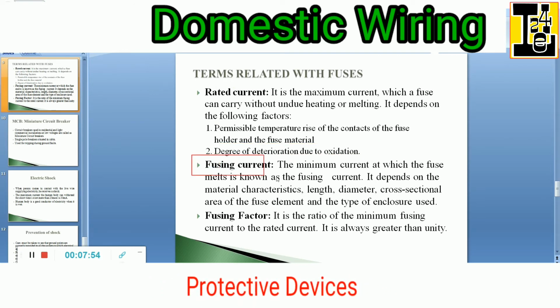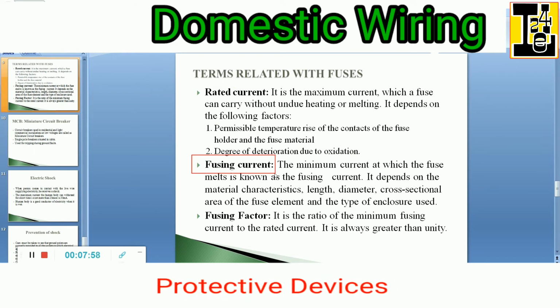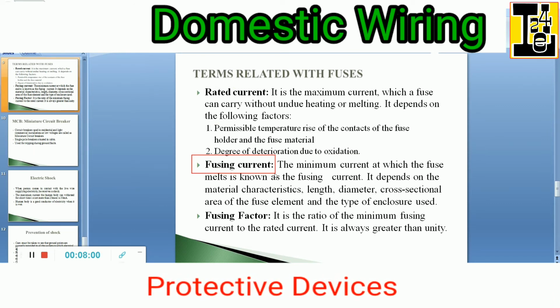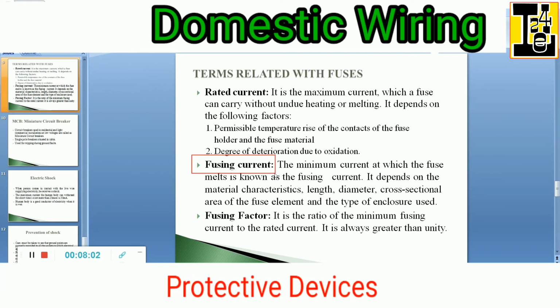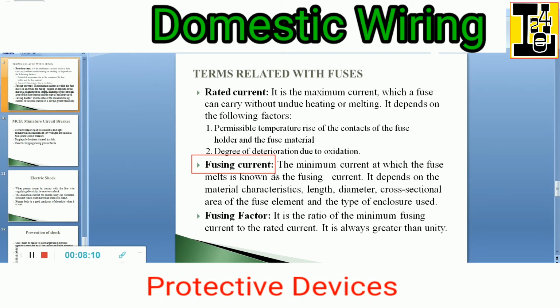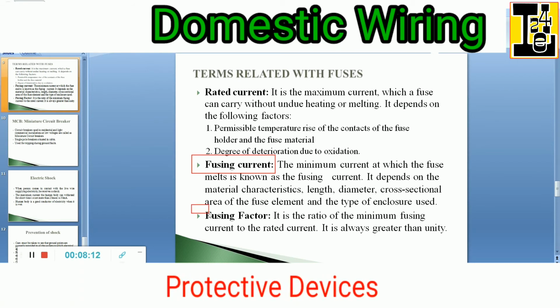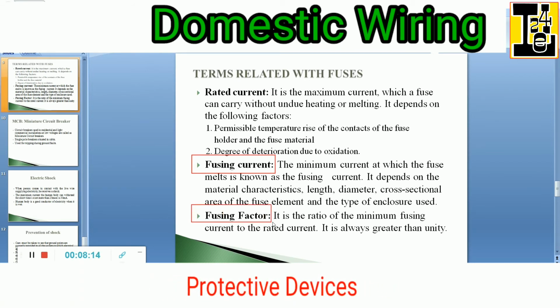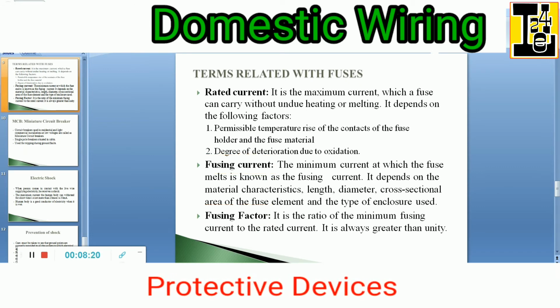The next term is fusing current. The minimum current at which the fuse melts is known as the fusing current. It depends on the material characteristics, length, diameter, cross-sectional area of the fuse element and the type of enclosure used. Next is the fusing factor. It is the ratio of the minimum fusing current to the rated current. It is always greater than unity.